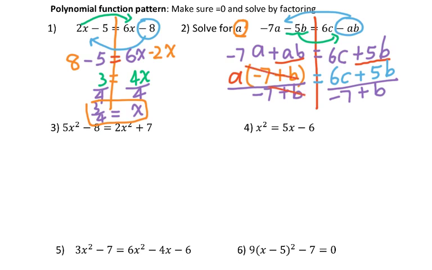Then reduce. You will get the A equals 6C plus 5B over -7 plus B. This is the final answer.